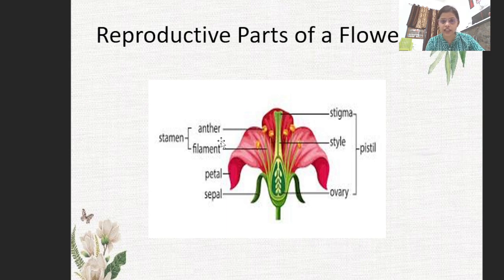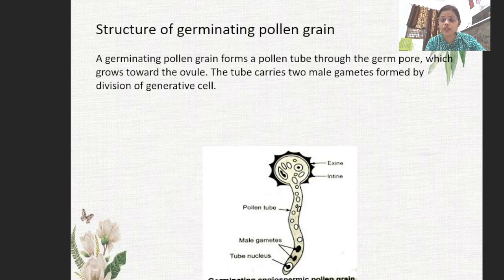In the anther, pollen grains are produced, and inside the pollen grains male gametes are produced, which are involved in the fertilization. The female reproductive part, which we call pistil, consists of three parts. The proximal swollen fertile part, which we call ovary, a tube-like part which we call style, and the receptive part, which is called stigma.